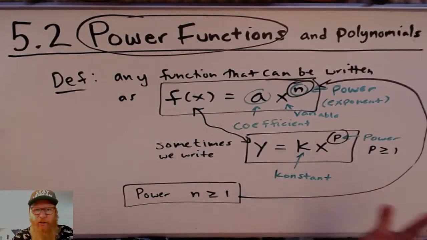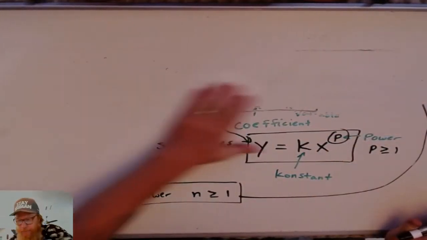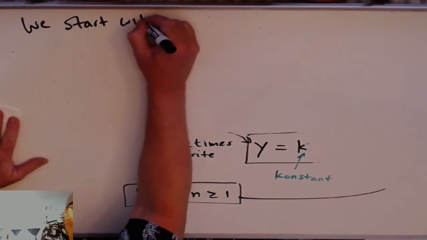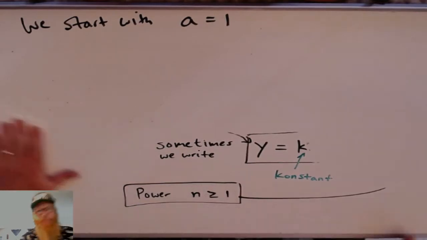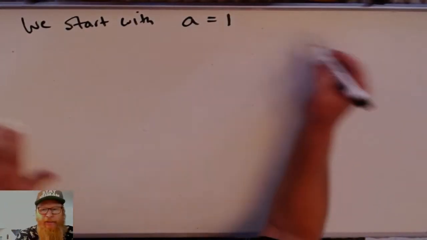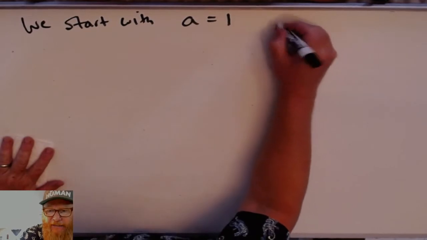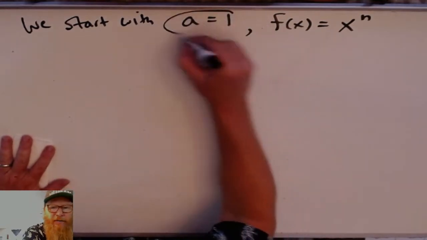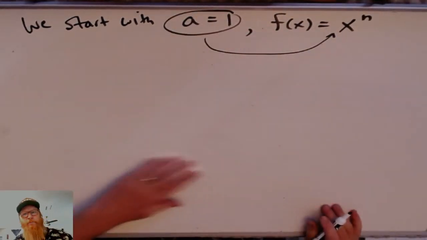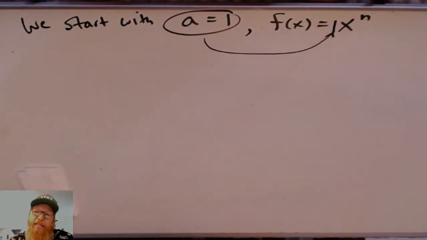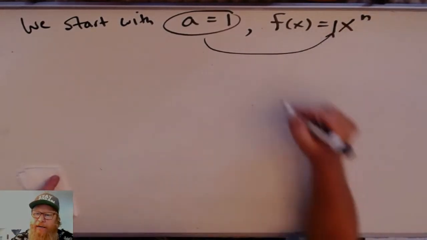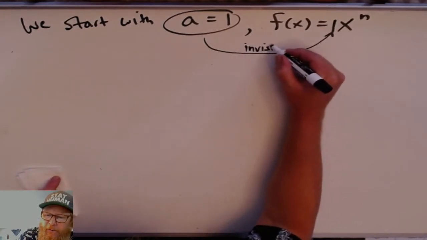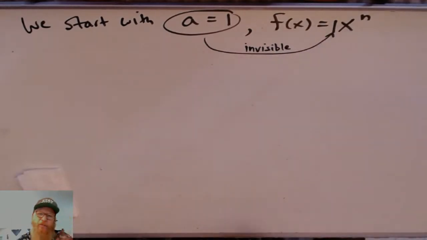Let's go ahead and take a look at what they look like. Let's start off with a equal to 1, so it will be invisible. So we'll have f of x is just x to the n. So our leading coefficient is just 1. If you like to put the 1, you certainly can, but it becomes very annoying if every time you write a power function of this form you have to put that invisible 1 there. So it's up to you. Sometimes I put it, sometimes I don't.